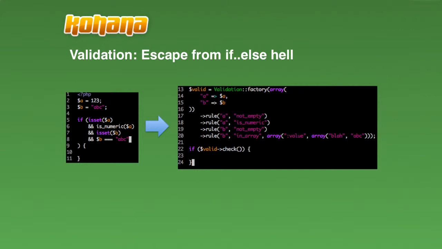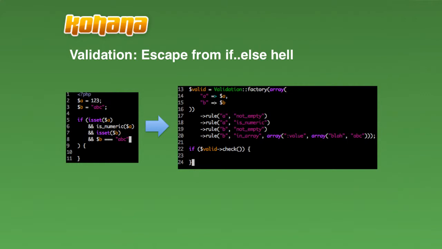So here's an example. Let's say I have two variables. Variable A has a value of 123, and B is the string ABC. I want to check if A is set and is also numeric, and I also want to make sure that B is set and is also a string. So what you end up with is this messy, huge block of if statements, and use your imagination. The more things I need to check, the longer this is going to be.